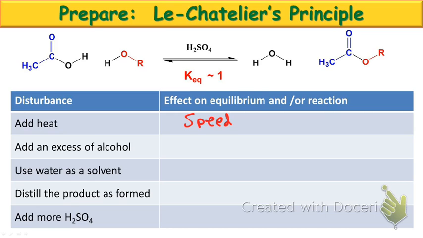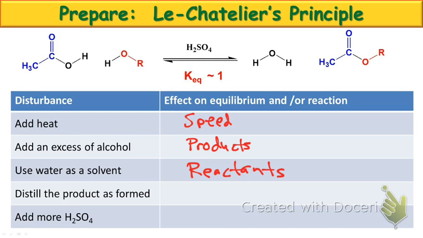Okay? What happens if we add an excess of the alcohol? So if we put in a 1-to-1 ratio, we'd expect everything to even out as far as concentrations. What happens if we add more alcohol? It's going to push towards more products. So we would expect products to be favored. What happens if we use water as the solvent? Remember, somebody said something about using water as a solvent. Water is one of your products. If we used water as a solvent, what happens to our yield of ester? It goes down. Okay? So adding water favors our reactants.